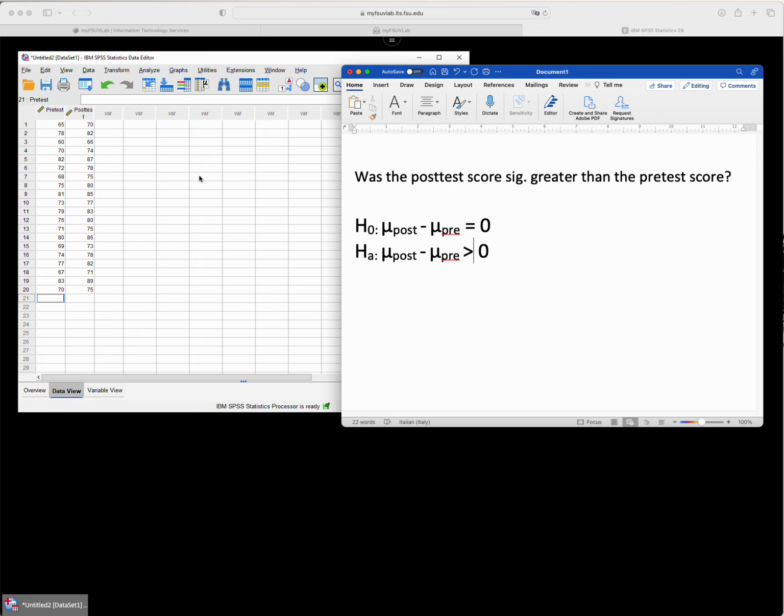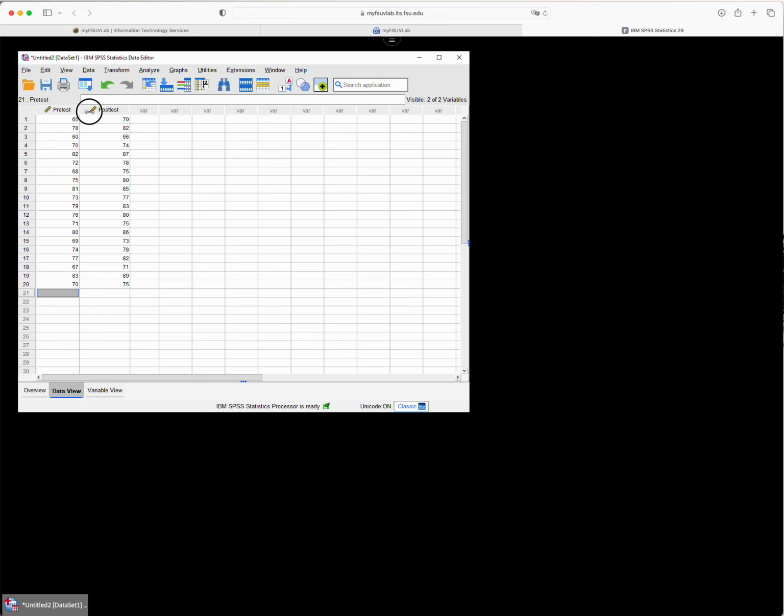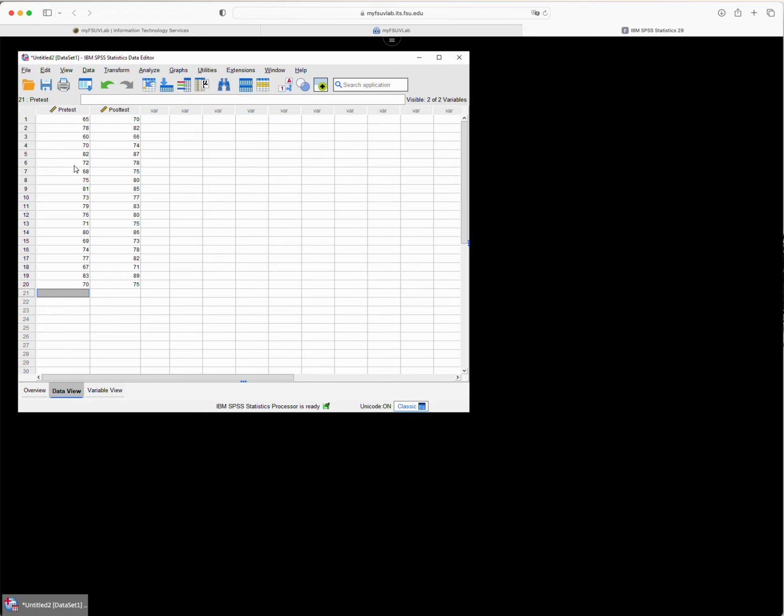So let's go to SPSS. Here we have the pretest and post-test data. Again, this is simulated. There's no real meaning to it other than the post-test should come out significantly higher. There's no special coding or anything we need to do either, like in the independent samples t-test, because every row is the same participant. So this is one person's pretest, one person's post-test.